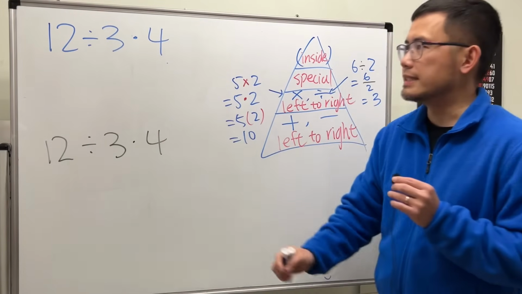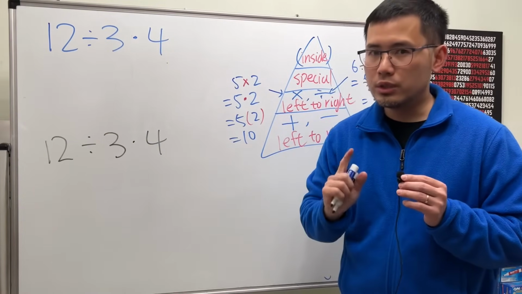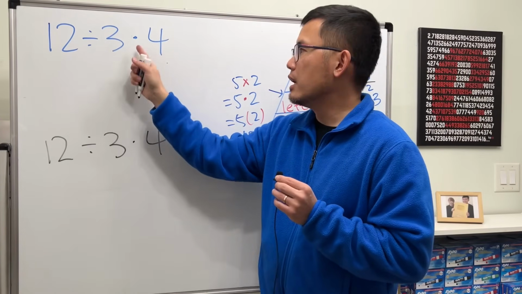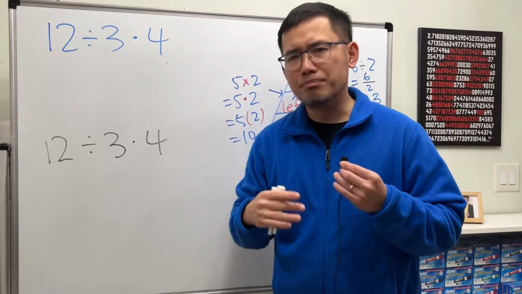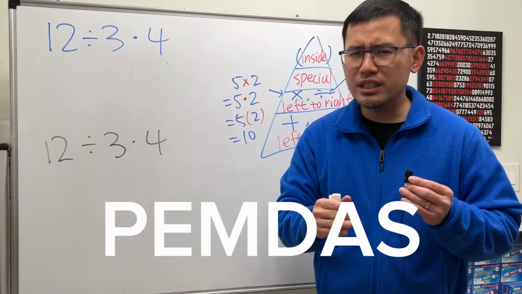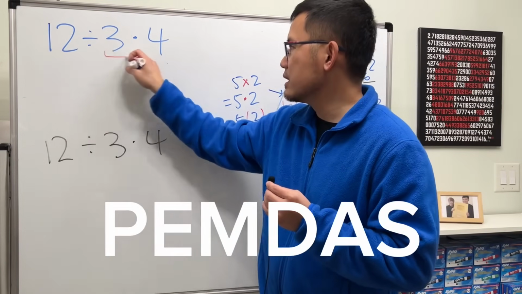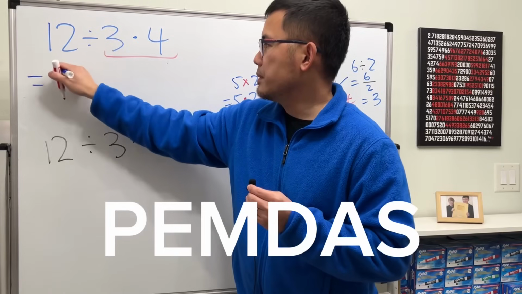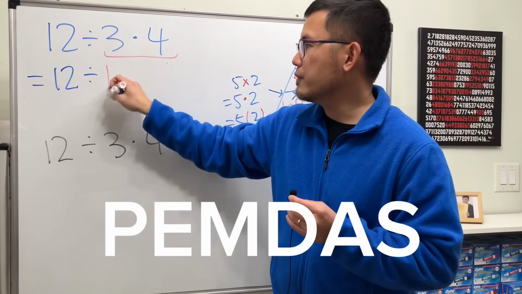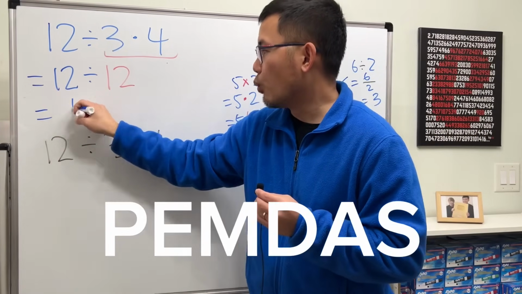So the question is that we have 12 divided by 3 times 4. And let me show you the wrong way first. So the common mistake is that a lot of people will just say, hey, we have a multiplication and we use PEMDAS, right? P-E-M-D-A-S. The M is before D, so we should just multiply the 3 and 4 right here first. So we keep the 12 and we keep the division. 3 times 4, we get 12. And after that, 12 divided by 12, it seems that we get 1.